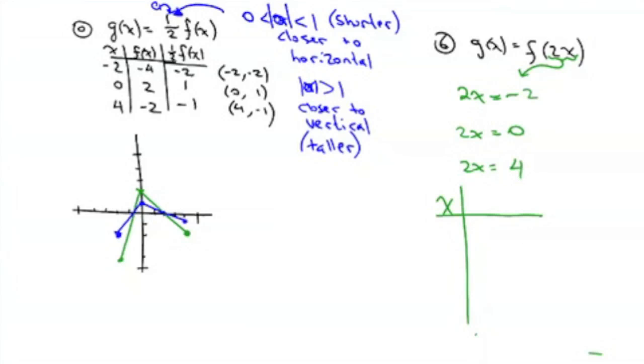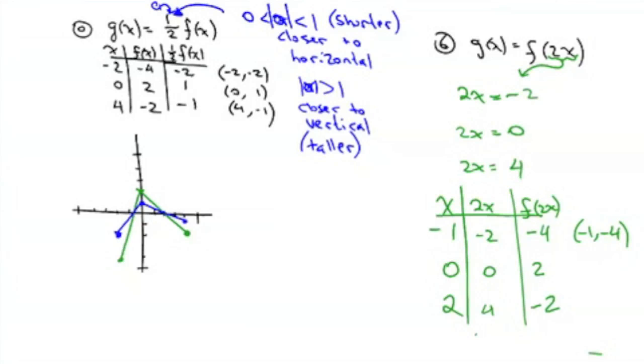So, what's the solution to the first one? -1. Solution to the second one? 0. And what's the solution to the last one? 2. So those are the new domains. Then we're going to, of course, multiply by 2 and come back to -2, 0, and 4. Then we're going to plug it into our function and get our normal ranges out of it. And the normal ranges are -4, 2, and -2. But the points we're going to plot are -1, -4, 0, 2, and 2, -2.